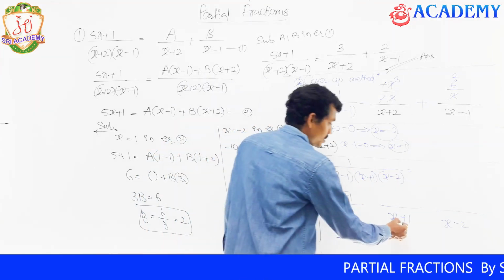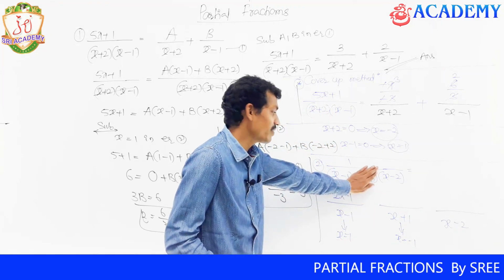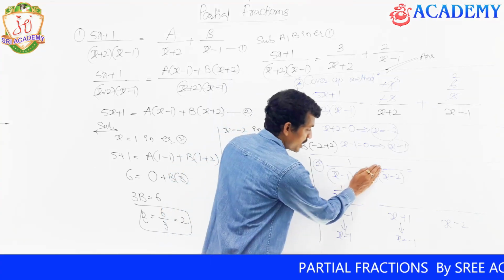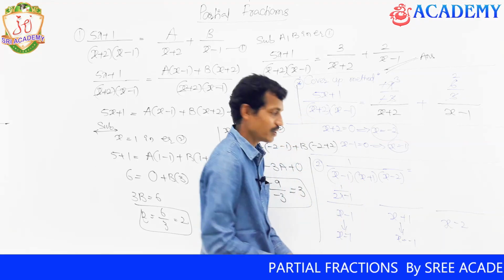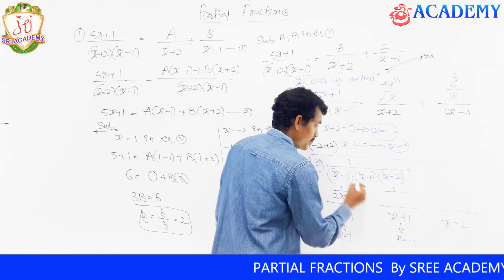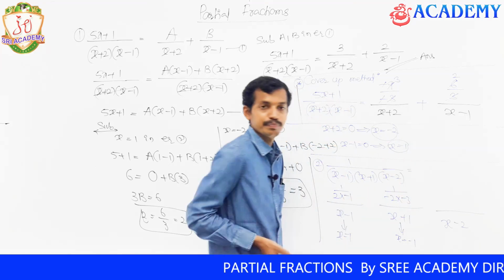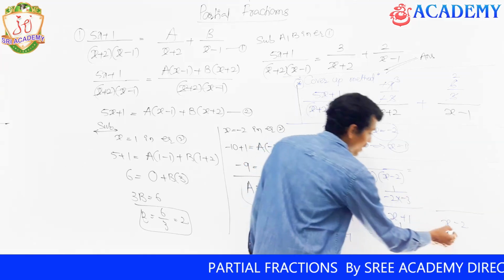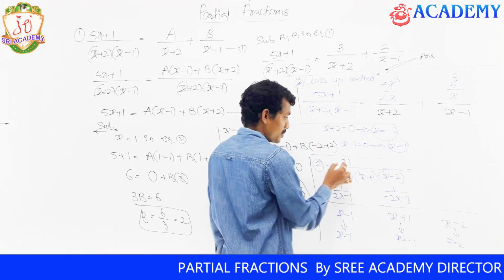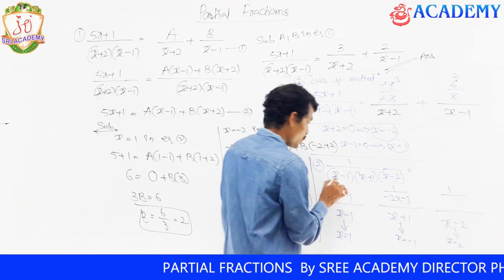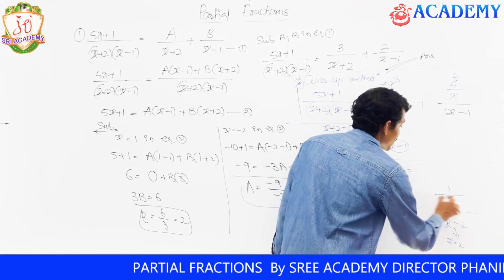Once again, cover up x plus 1, eliminating x plus 1, substituting x equal to minus 1: 1 divided by minus 1 minus 2, into minus 1 minus 3, that is minus 2 into minus 3. Eliminate x minus 2, where it is eliminated means x equal to 2. Substitute x equal to 2: 1 divided by 2 minus 1, 1 into 2 plus 1, 3, that is 1 by 3.